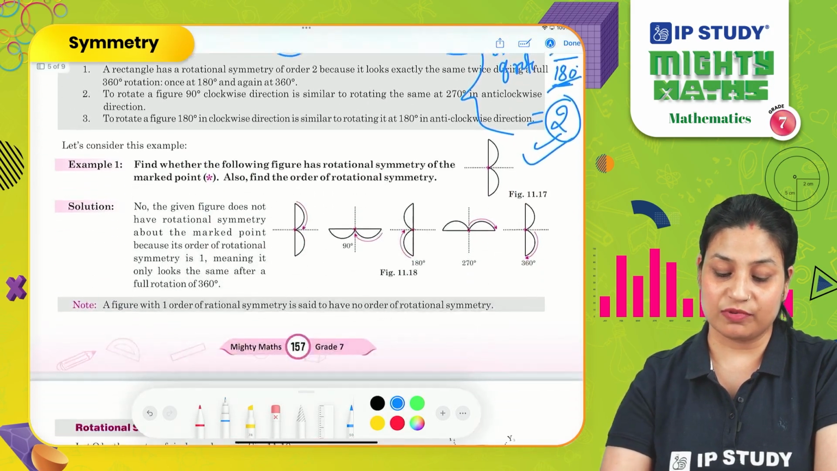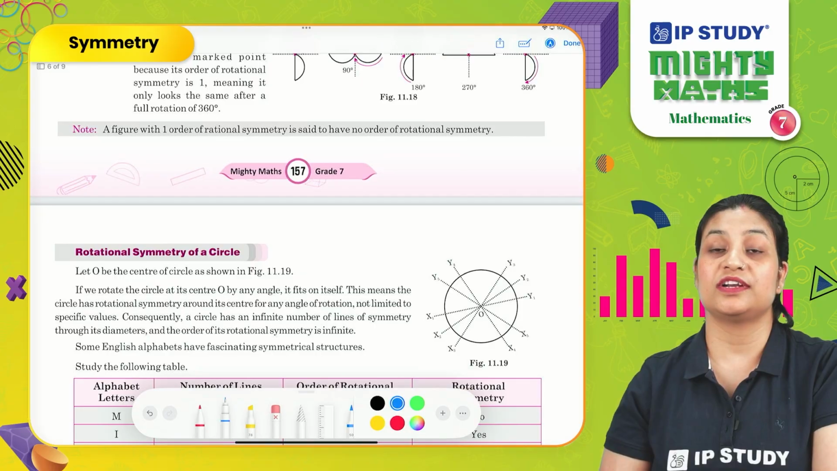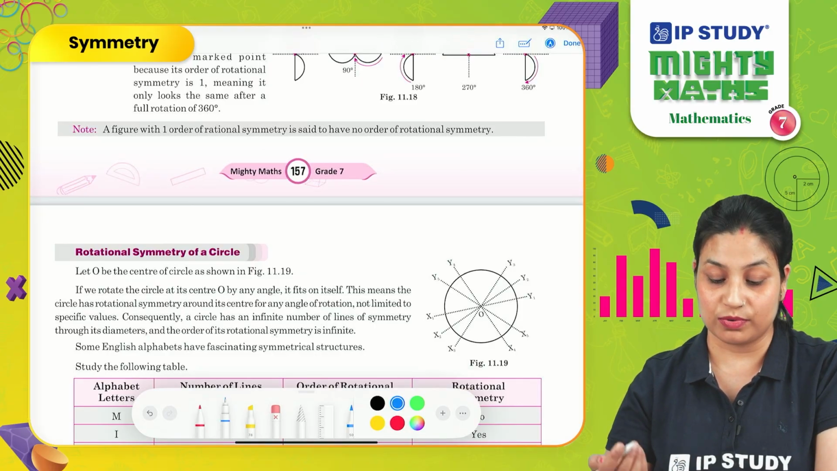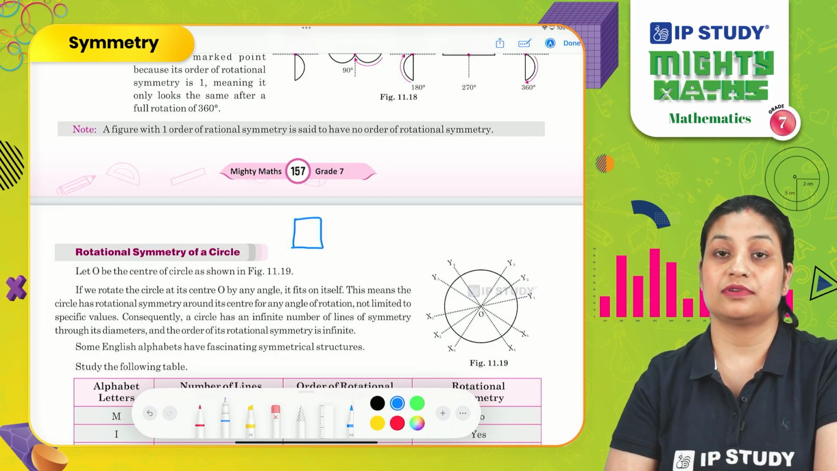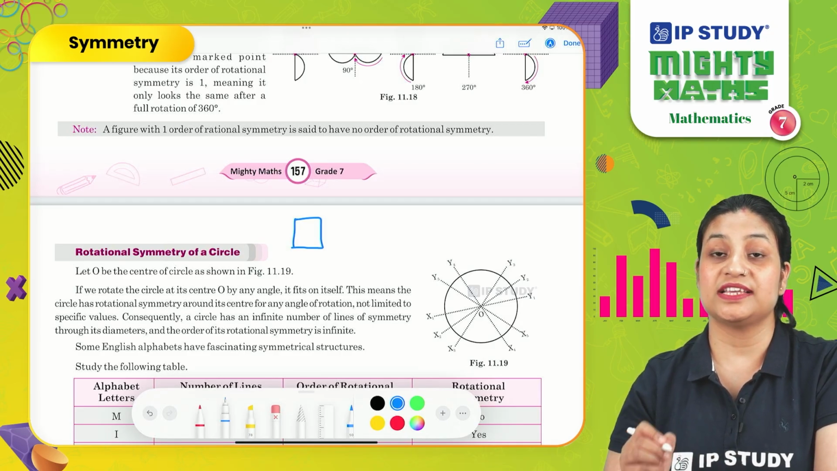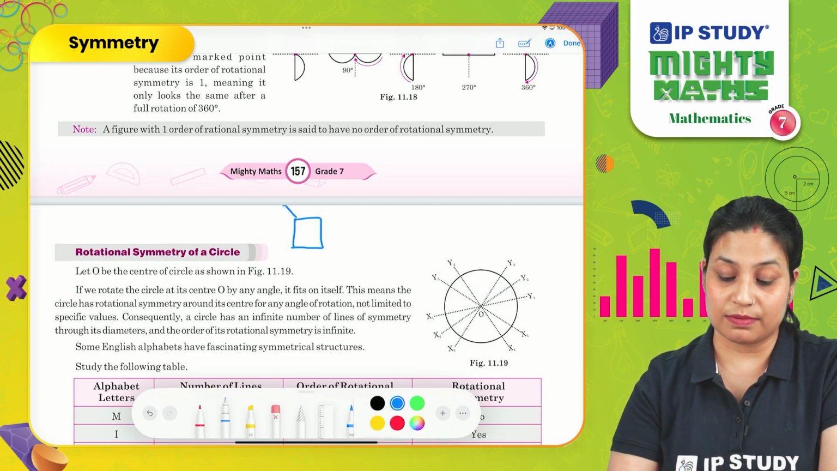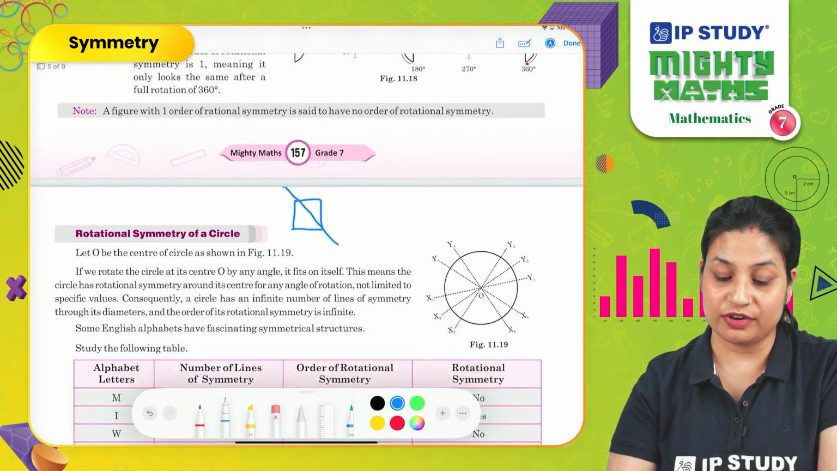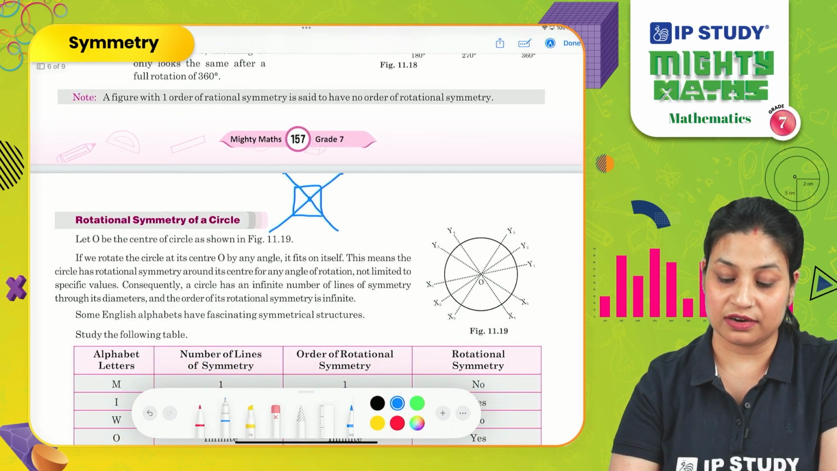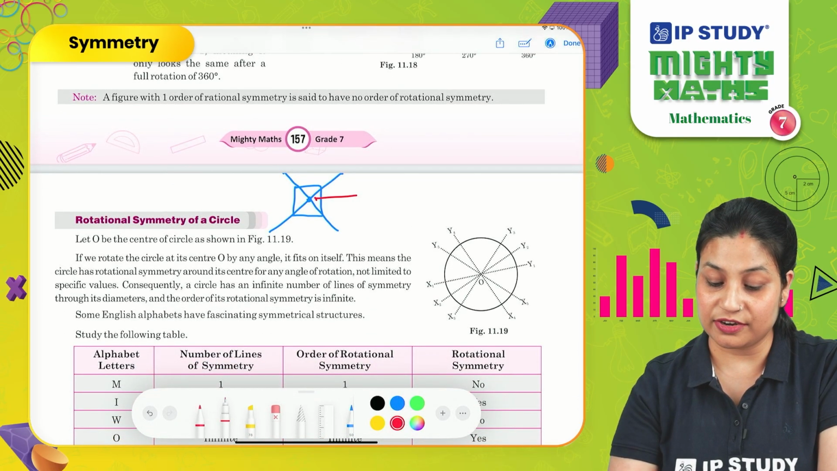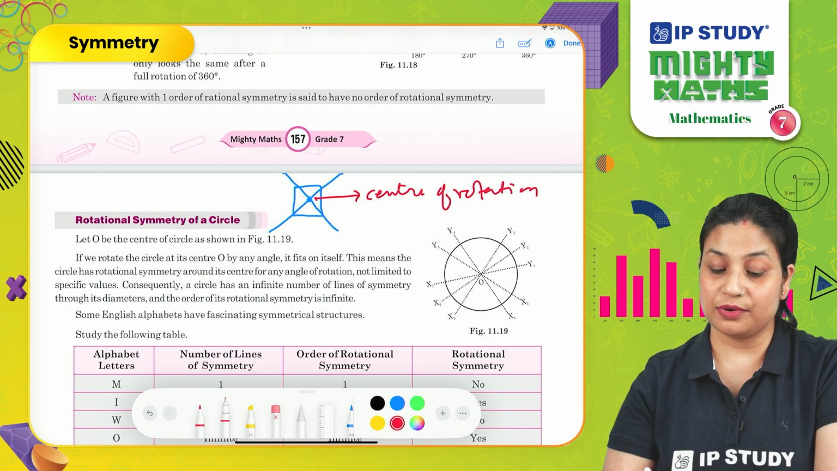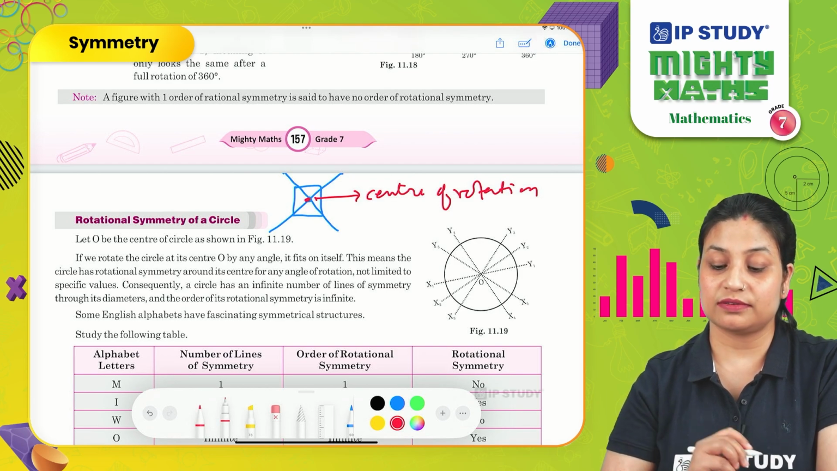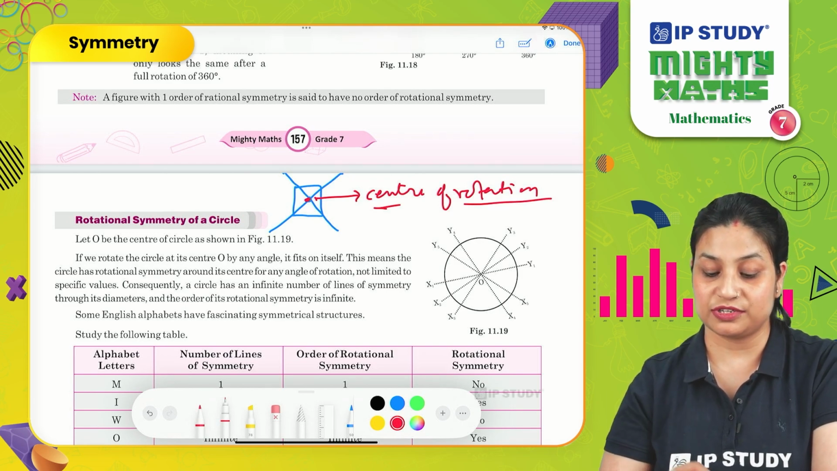Now let's take one more example to understand this topic more clearly. Suppose I'm taking an example of a square over here. So where will be my center of rotation? The point of intersection of these two diagonals will become the center of rotation for me, right? Now I will start rotating this square about this point. This will become the center of rotation for me.